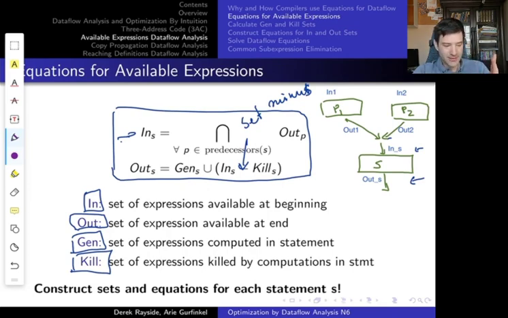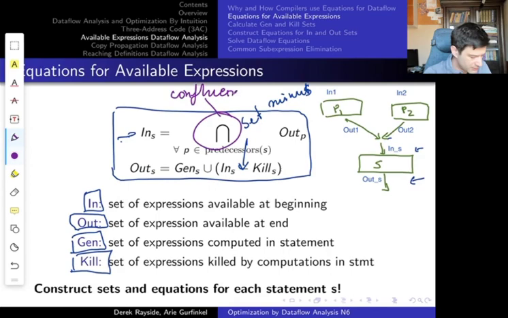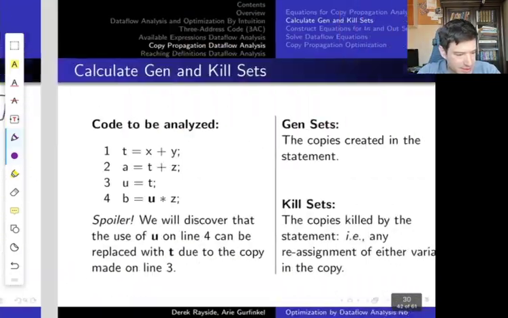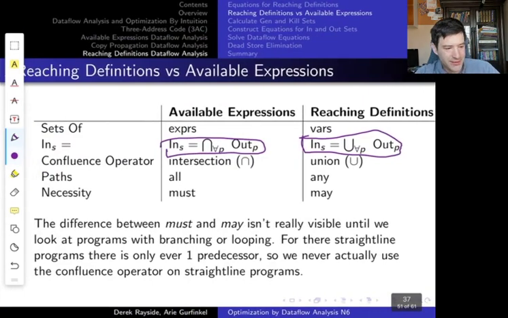The next difference is the confluence operator, which is this one. It could be intersection or it could be union. There's a slide in here to summarize this. We have one example of each. Available expressions is intersection. Reaching definitions is union. Whenever we have an analysis where something has to be true along all paths, where we know that fact has to be true when we get to that line, that's an intersection, that's a must analysis.